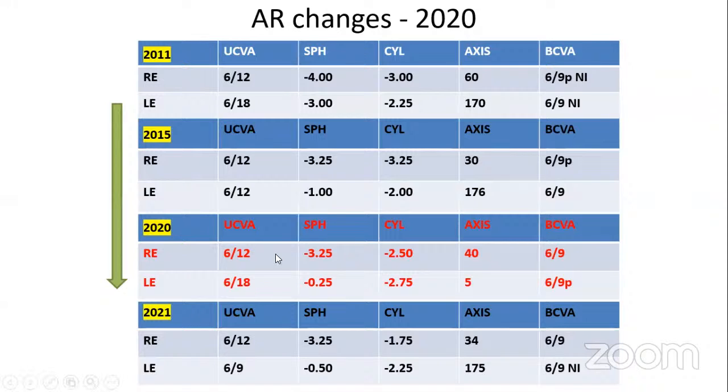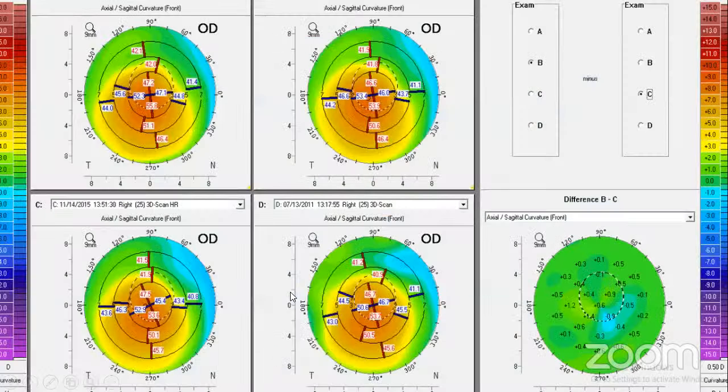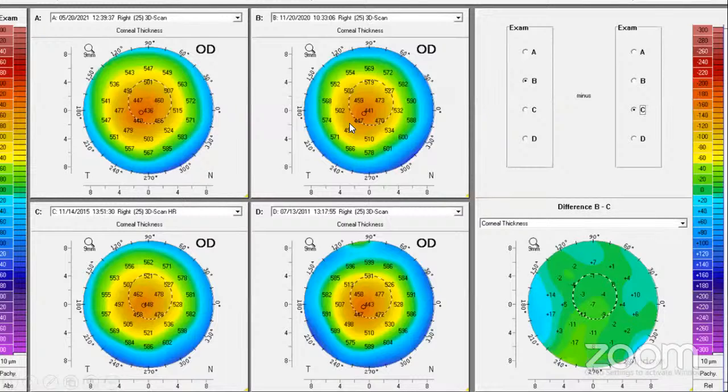And in 2020, this is our third visit. We saw that in the left eye, there was some change in the visual acuity and deterioration in uncorrected visual acuity. And when we see the compare maps between 2015 and 2020 anterior sagittal curvature, there is not much change in the right eye, and thickness is also not much changed.